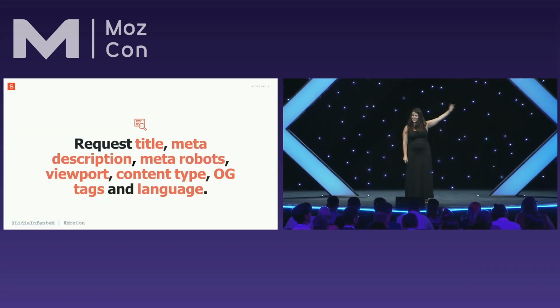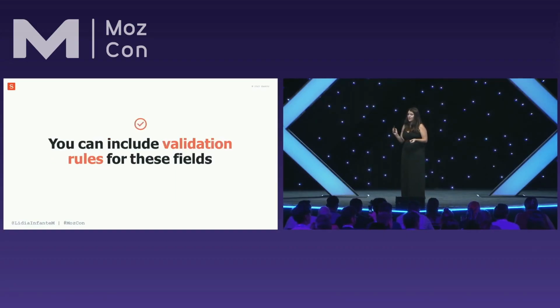Remember to request title, meta description, meta robot, the viewport, for some reason it falls onto us, the content type, open graph tags, and language tag. And you can even include validation rules for these fields. For example, you can program into the CMS that the language tag only matches the ISO for international SEO, and you'll never have silly hreflang mistakes again, which is really cool.